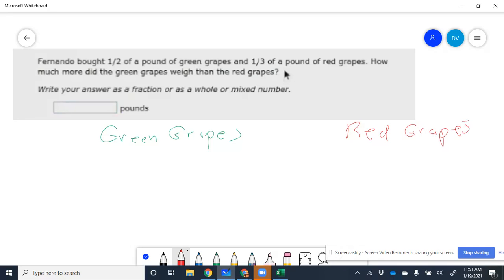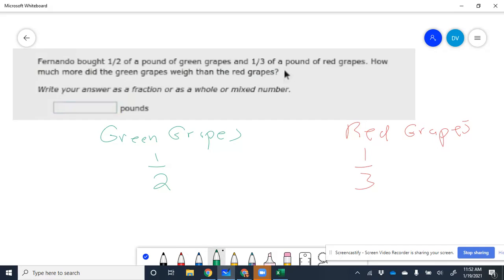So the green grapes were a half a pound, and the red grapes were one third of a pound. All right. So let's, first of all, can you tell me the common denominator? What do you think? Let me write these denominators down, the multiples down.